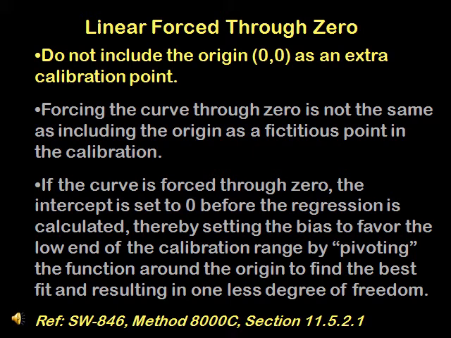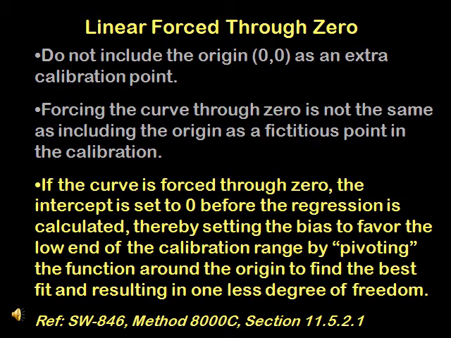Method 8000C goes on and states to not include the origin 0, 0 as an extra calibration point. However, most data systems and many commercial software packages will allow the analyst to force the regression through the zero. Forcing the curve through zero is not the same as including the origin as a made-up point in the calibration. In essence, if the curve is forced through zero, the intercept is set to zero before the regression is calculated.